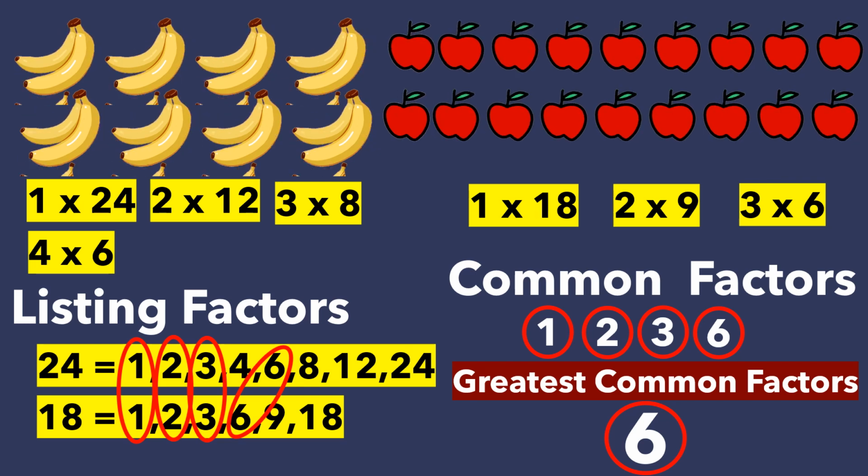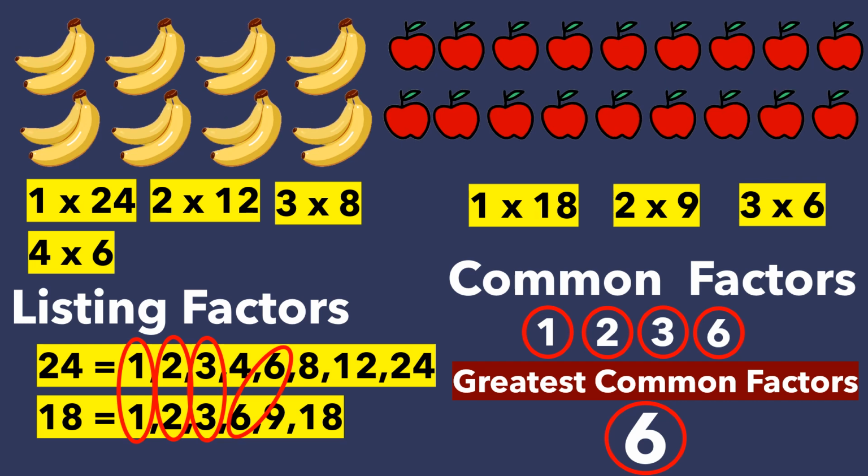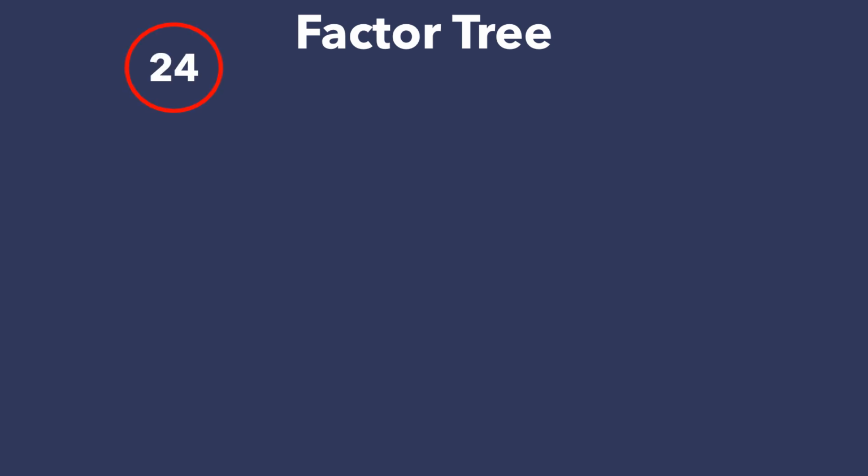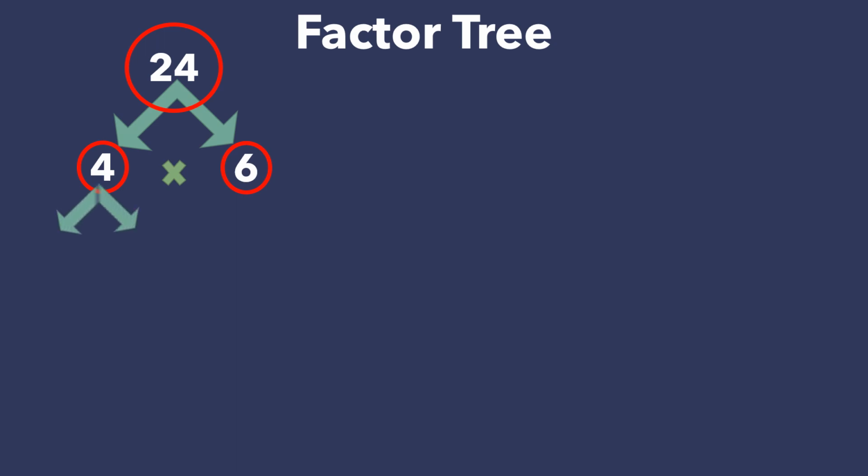Now class, this is one way in finding the greatest common factor, by listing all the factors that we have. Okay? So let's try another method. Another method is what we call the prime factorization or the factor tree. Okay, we have 24. By factoring out, I choose 4 times 6. And then by factoring out 4, we have 2 times 2. And then factoring out 6, we have 2 times 3.